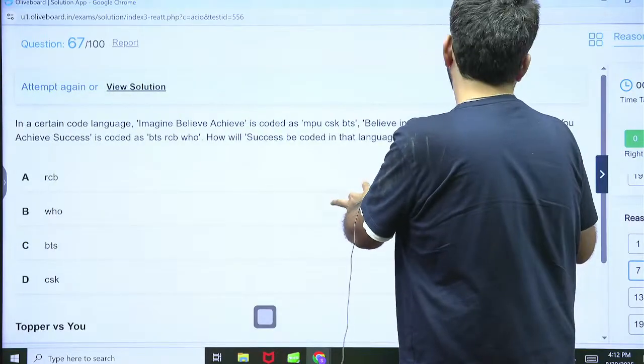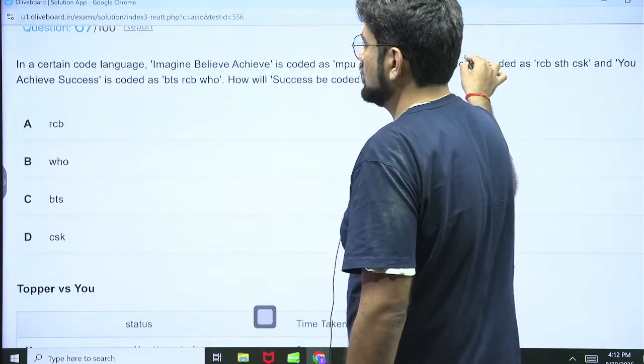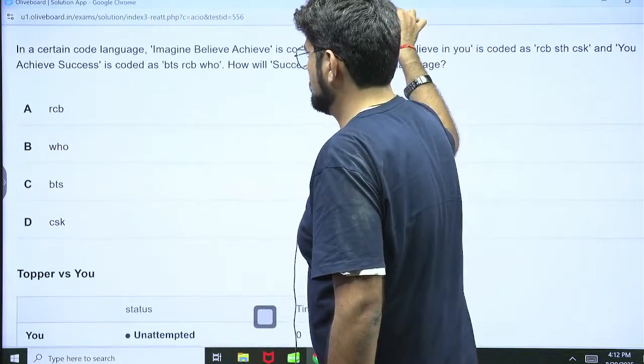This is artificial language. Basically, artificial language is somewhat like Chinese coding only. It's not different. Just another name for it.